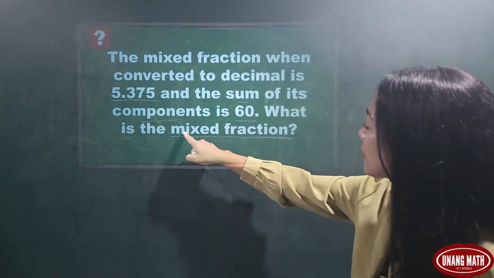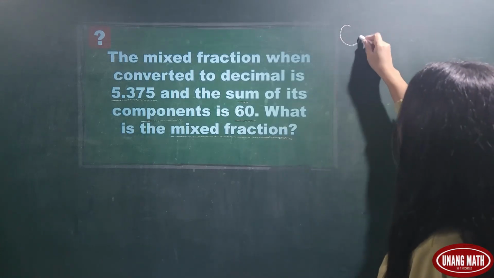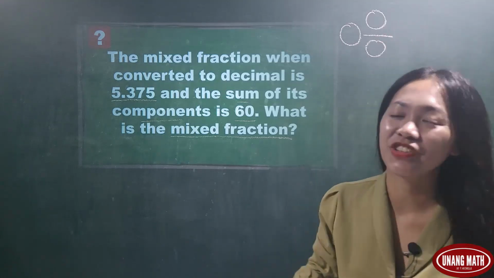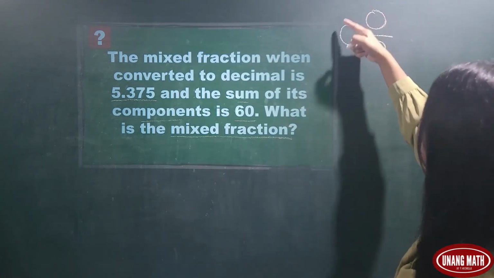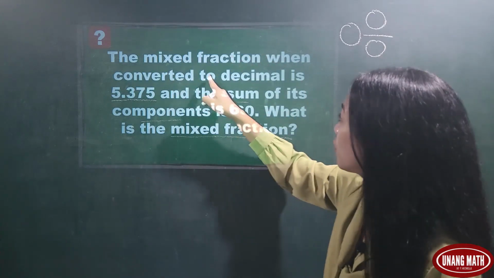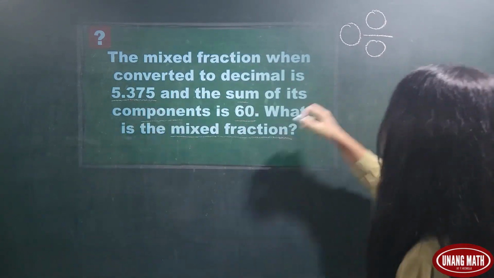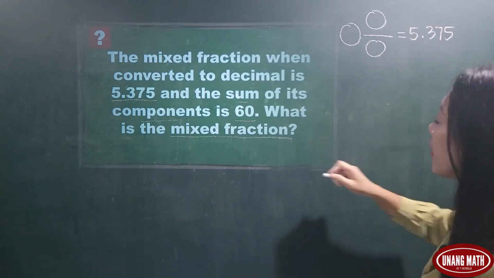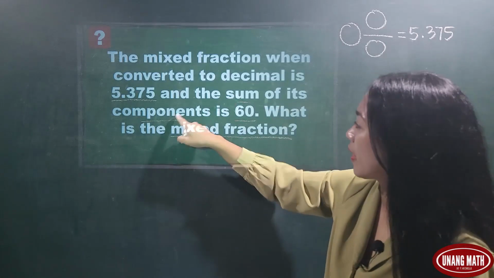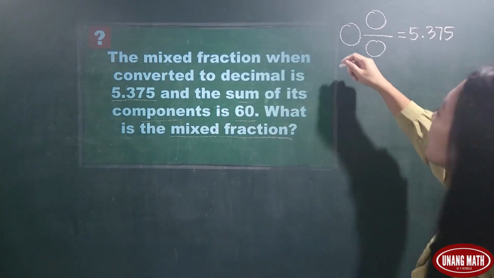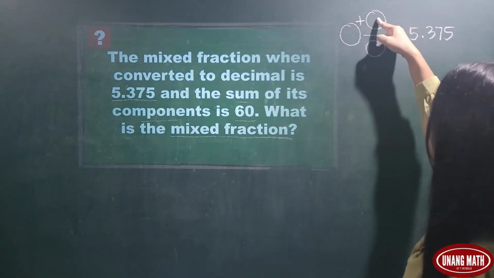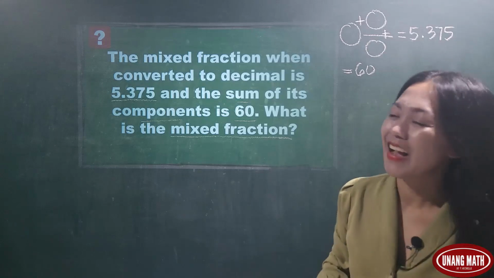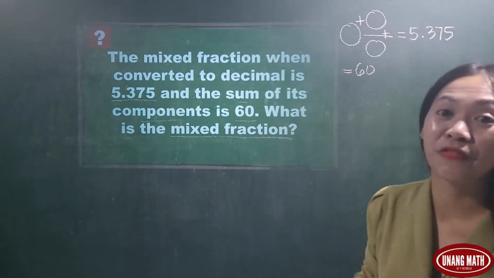Okay, alam natin na kapag sinabing mixed fraction, meron itong whole number, numerator at denominator ng proper fraction. So, according sa problem na ito, this mixed fraction, when converted to decimal, is 5.375. Okay, and the sum of its components is 60. Ibig sabihin, ang whole number, okay, plus ang numerator, plus ang denominator, sum is 60.